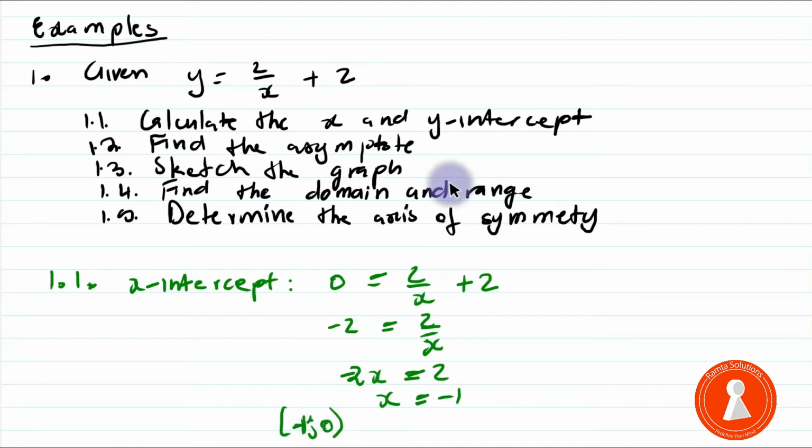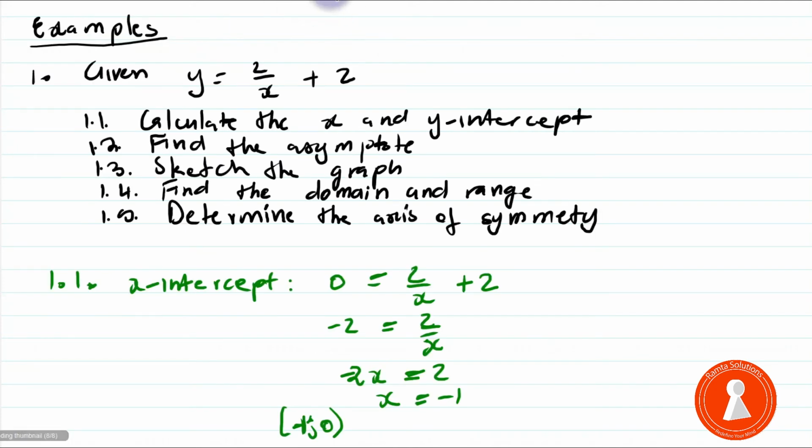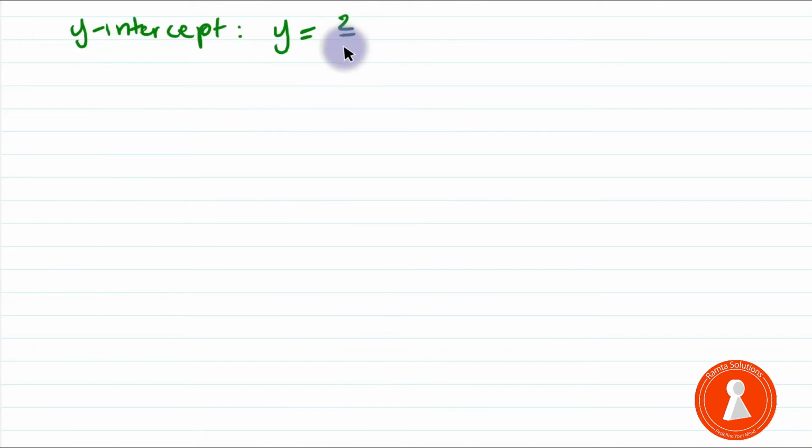Right? It's okay. Now, let's look at the y-intercept. So with the y-intercept, where there's x, we put 0. So y equals 2 over 0 plus 2.